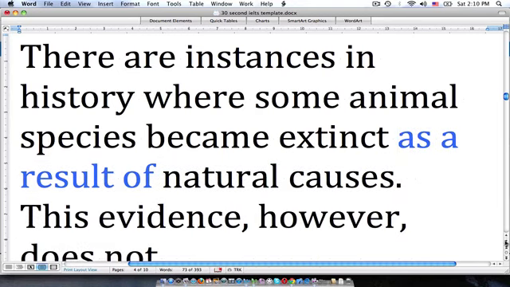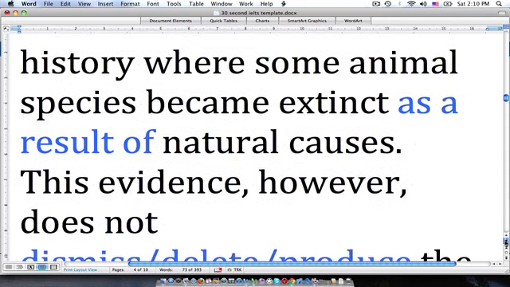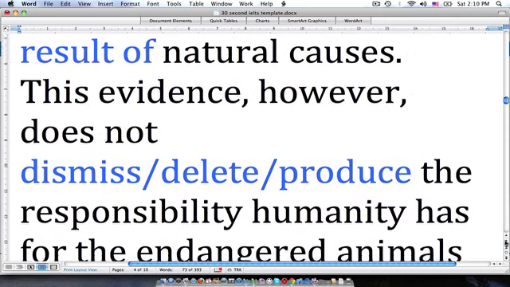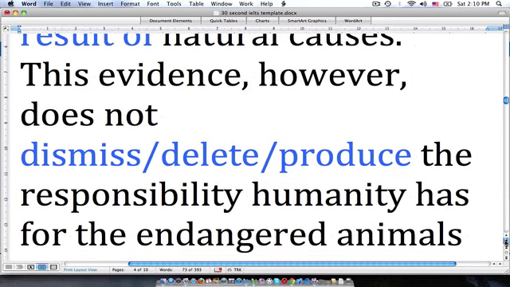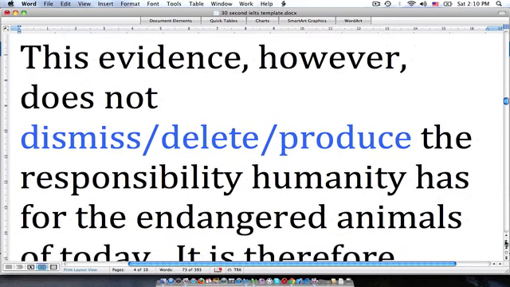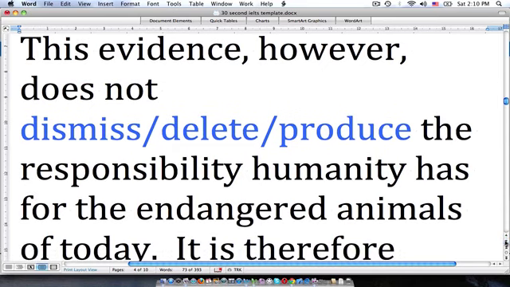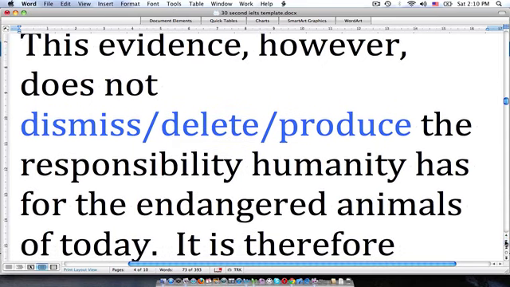This evidence, however, does not dismiss, delete, produce the responsibility humanity has for the endangered animals of today. Okay, and the answer here would be dismiss.